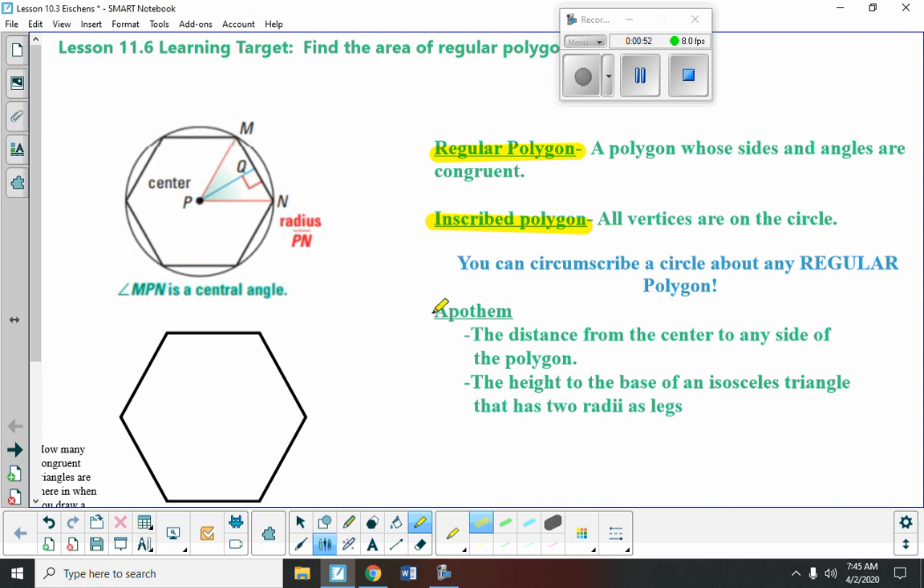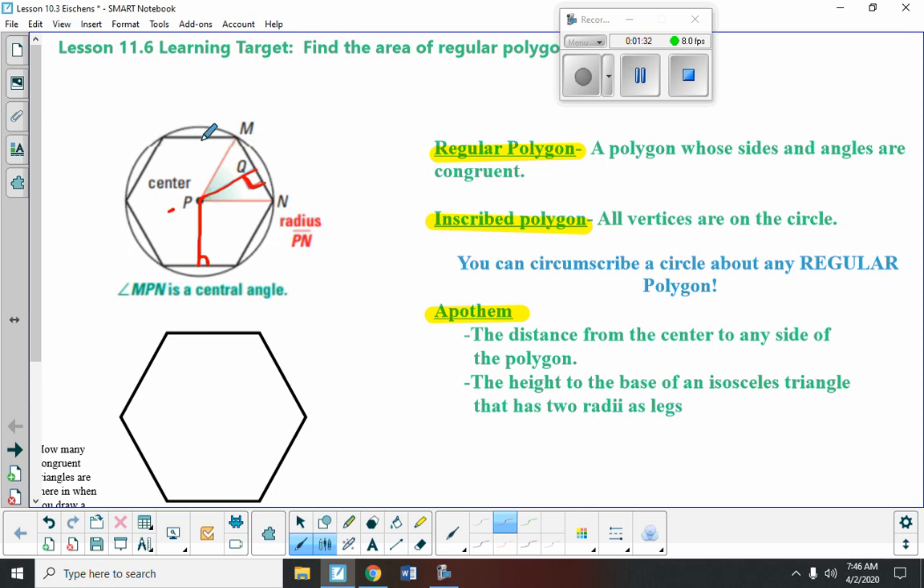A new term is an apothem. An apothem is the distance from the center to any side of a polygon. So if you draw a perpendicular length, that would be the distance from the center to the side. This is the apothem. Notice that it doesn't go all the way to the circle, so it's not a radius. It's called the apothem. So then there would be one here, and one here as well.